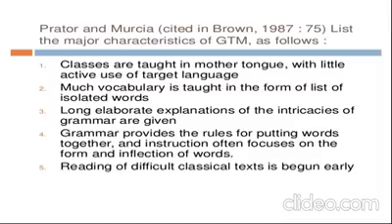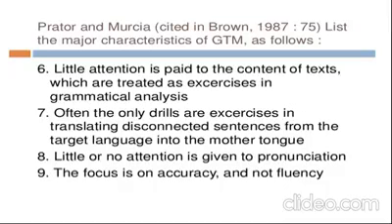Number 5, reading of difficult classical texts is begun early. Number 6, little attention is paid to the content of texts, which are treated as exercises in grammatical analysis. Number 7, often the only drills are exercises in translating disconnected sentences from the target language into the mother tongue. Number 8, little or no attention is given to pronunciation. Number 9, the focus is on accuracy, not fluency.